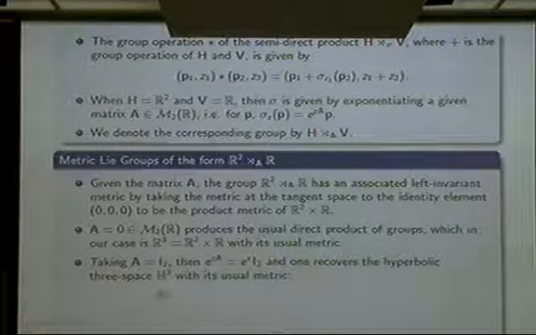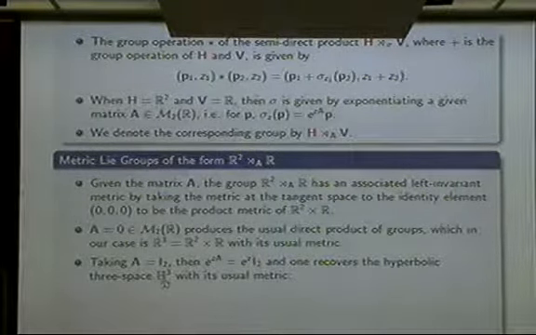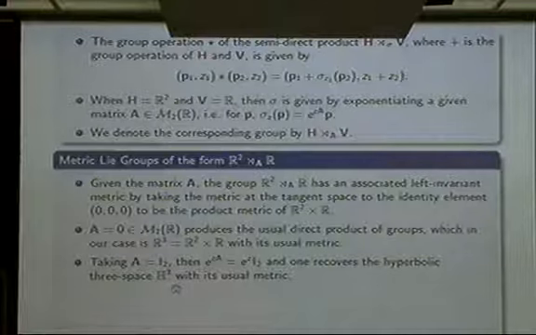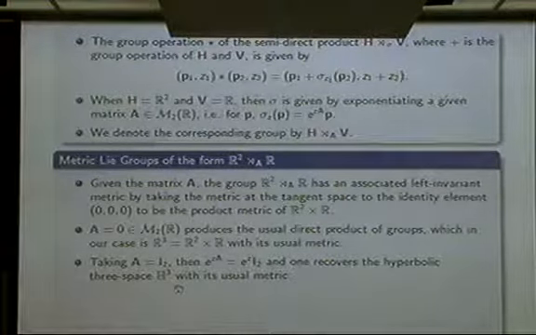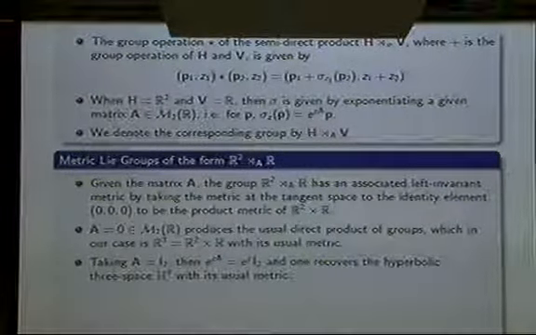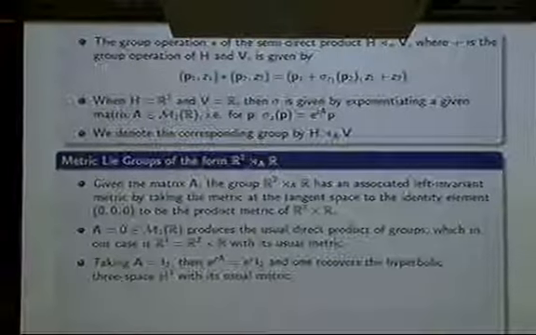Now, if you want to get hyperbolic 3-space, that's also an example of a semi-direct product. We want to think of hyperbolic 3-space as being a Lie group with a left invariant metric that has constant negative curvature. So for doing that, you take the matrix to be the identity matrix. I think you can probably see this, everything pretty okay here.